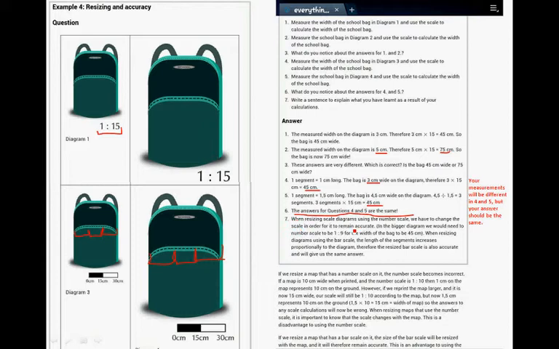When resizing a scale diagram using the number scale, we have to change the scale in order for it to remain accurate. In the bigger diagram, we will need the number scale to be 1 to 9 for the width of the bag to be 45 centimeters. When resizing diagrams using the bar scale, the length of the segment increases proportionally to the diagram. Therefore, the resized bar scale is also accurate and will give us the same answer.